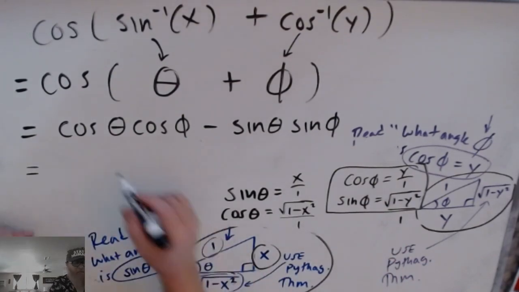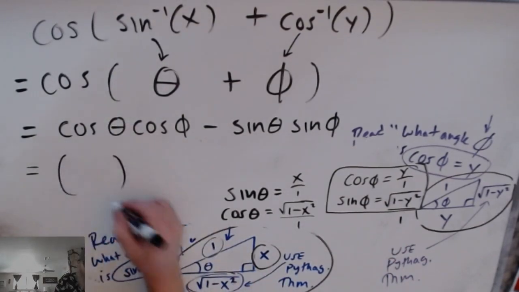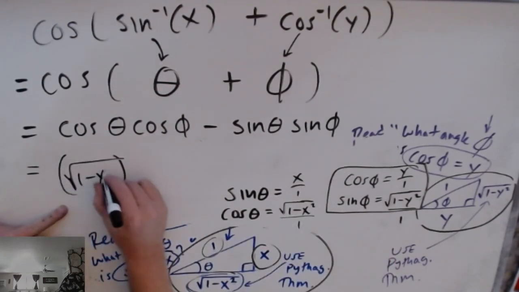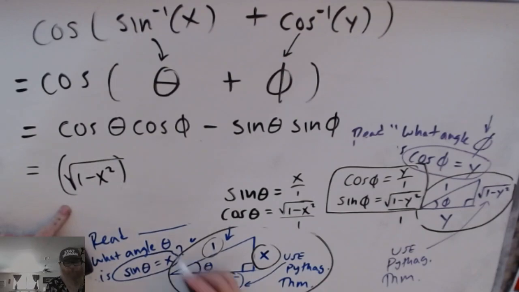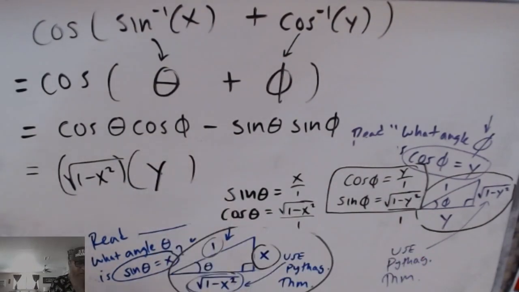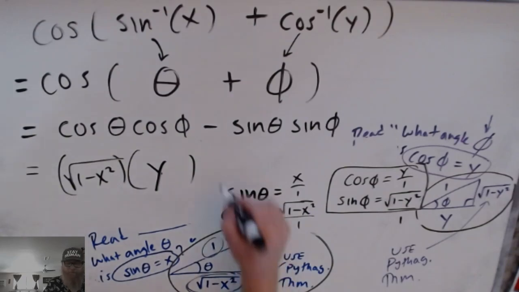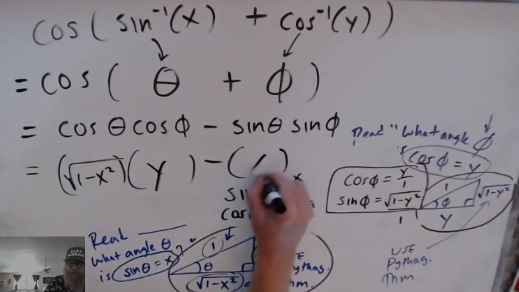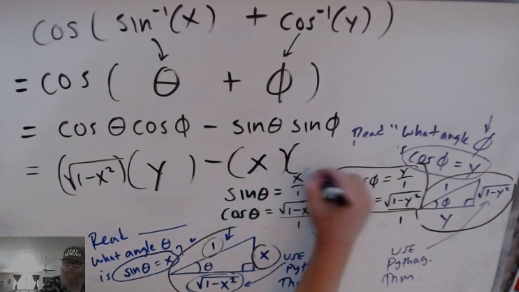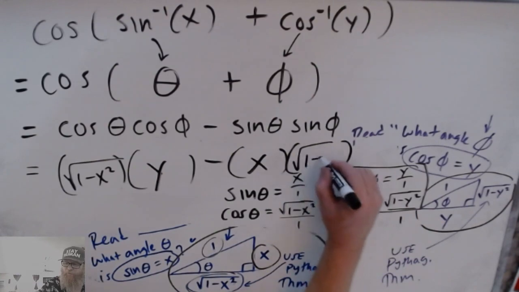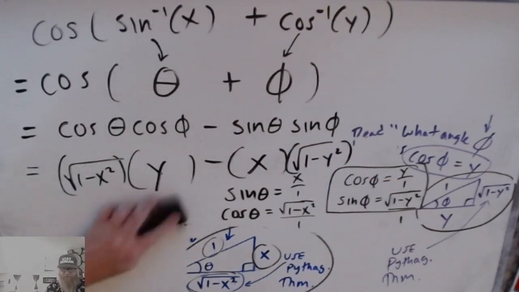All right? So we've got cosine of theta. Cosine of theta is the square root of 1 minus x squared, times cosine of phi. Cosine of phi is y. And then we have sine of theta. Sine of theta is x. And then sine of phi. Sine of phi is the square root of 1 minus y squared.